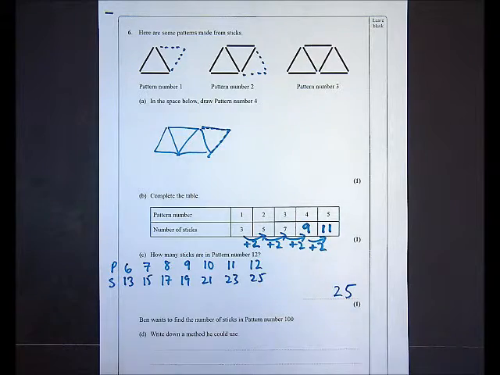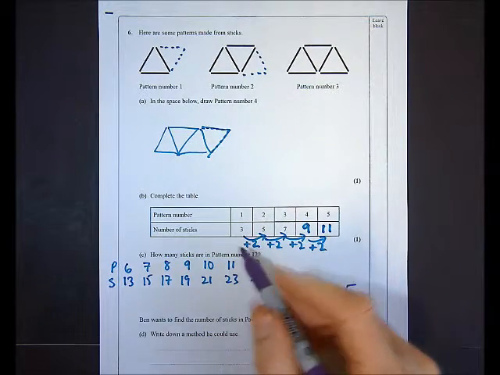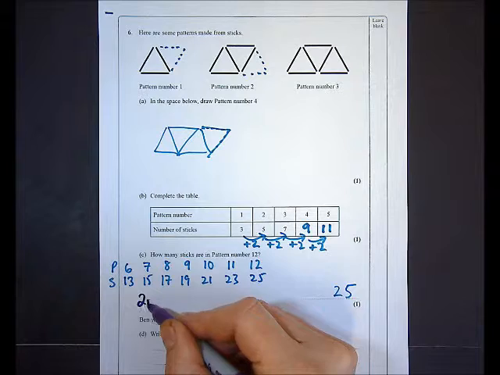Now some people here might want to work out the nth term and say it's going up in 2s, so it must be something to do with my 2 times table.